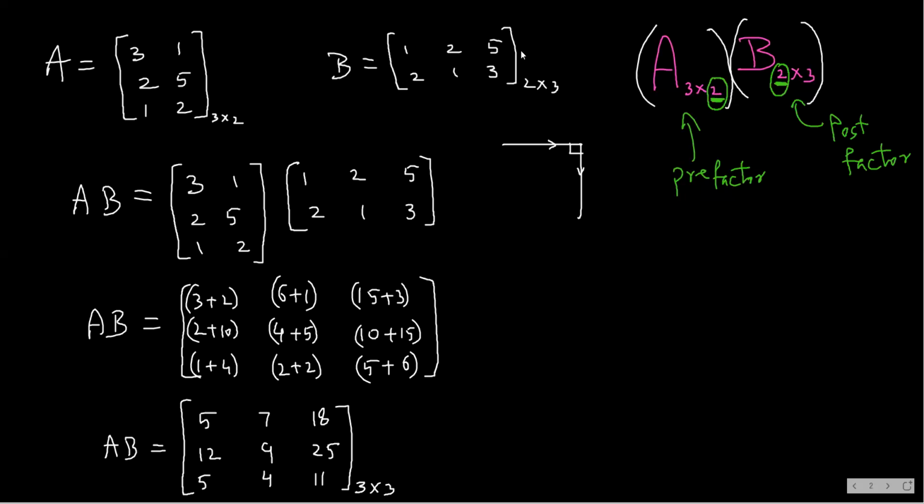Now see here, when you multiplied 3 by 2 with 2 by 3, this and this you ignore. What are you left with? The left thing is 3 by 3. That is why the matrix AB which you found is of order 3 by 3. So even before actual multiplication, you are in a position to say that the product matrix will be 3 by 3.